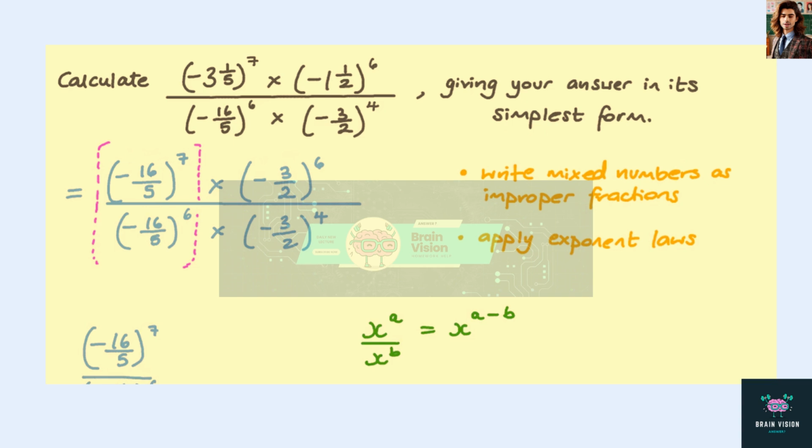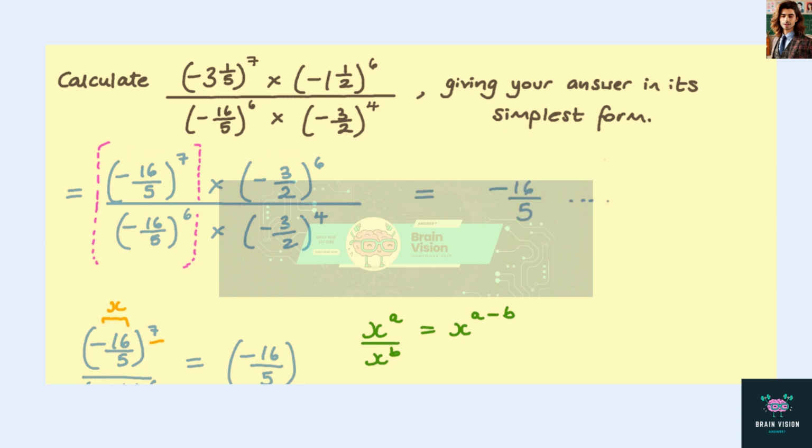We can use the quotient exponent law, x to the power of a over x to the power of b equals x to the power of a minus b. Because we have the same value which is taken to a power, that's our value of x. Our answer will have our x, that's -16 over 5, raised to a power. To work out this power, we have 7, take away 6, which gives us 1. -16 over 5 to the power of 1 is the same as -16 over 5.